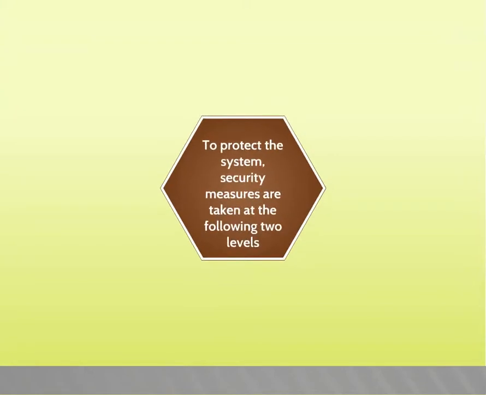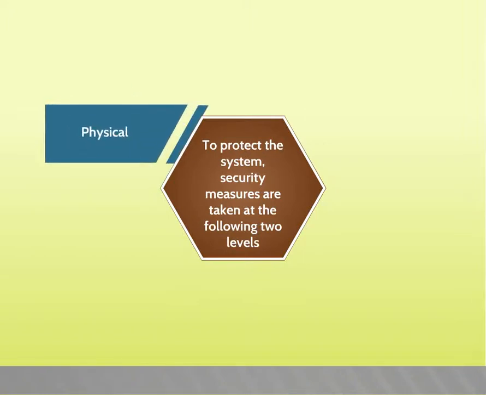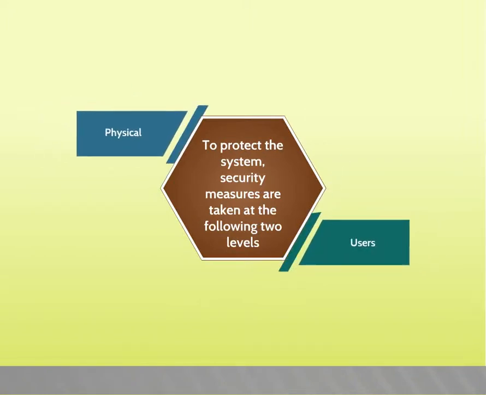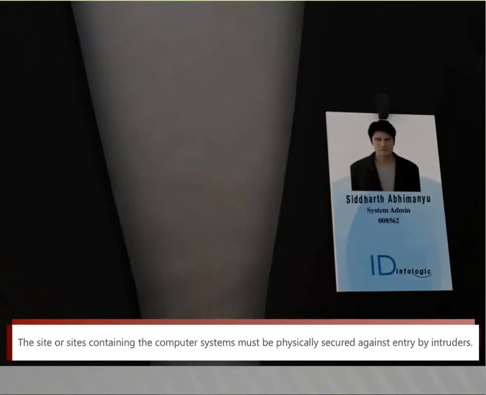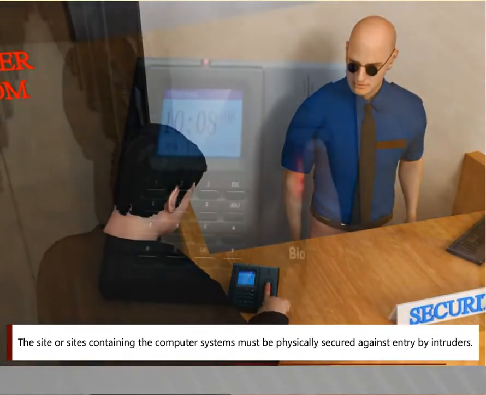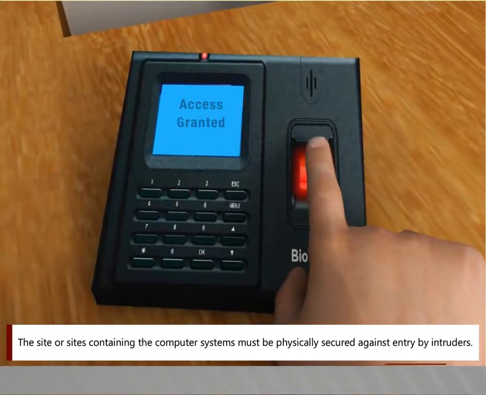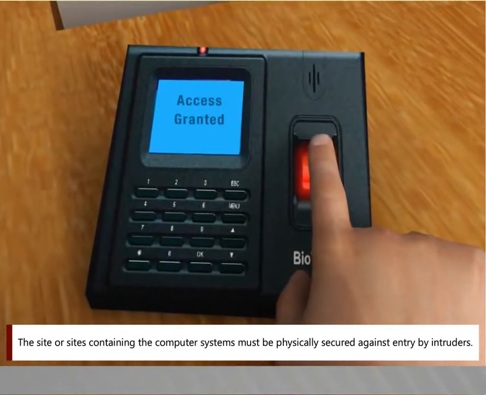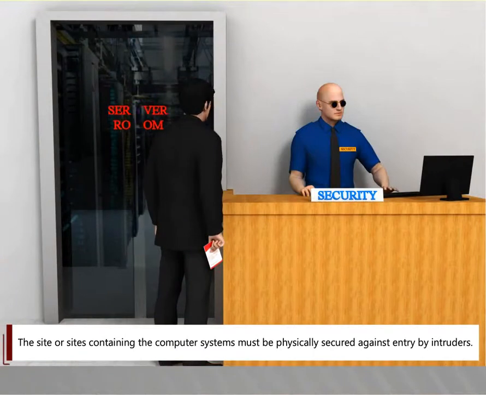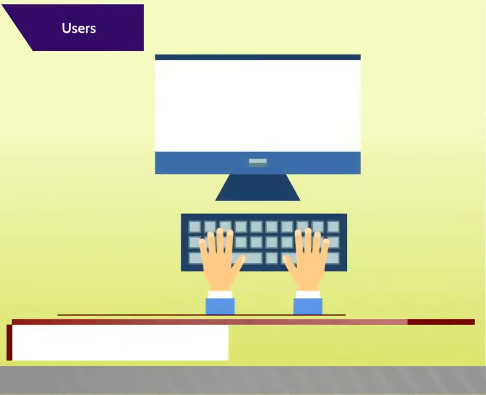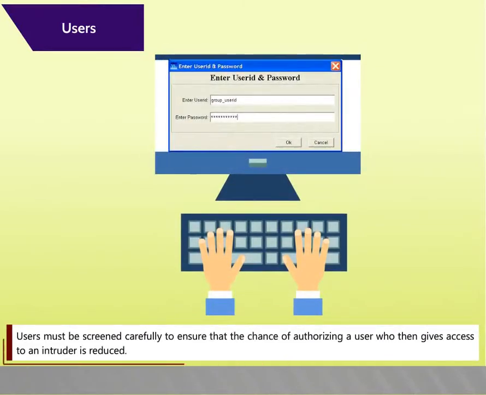To protect the system, security measures are taken at the following two levels: physical, users. Physical: the site or sites containing the computer systems must be physically secured against entry by intruders. Users: users must be screened carefully to ensure that the chance of authorizing a user who then gives access to an intruder is reduced.